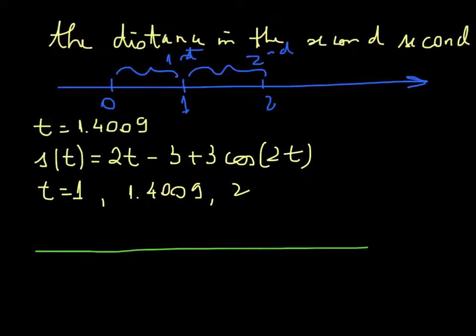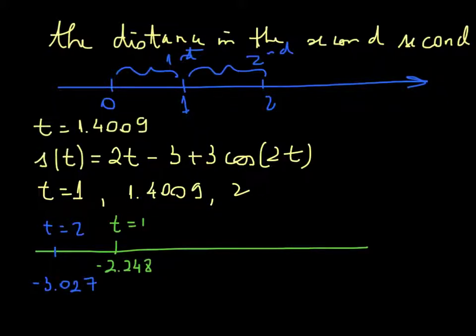at t equals 1, s of 1 is negative 2.248. At t equals 1.4009 is negative 3.027.